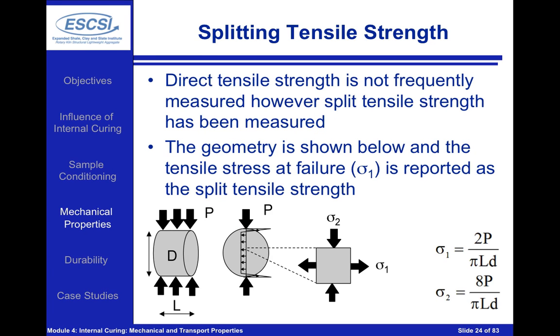Now that talks about compressive properties, but frequently people want to look at other properties in this system, and direct tension is often very difficult to do. So people will frequently measure things like splitting tensile strength.